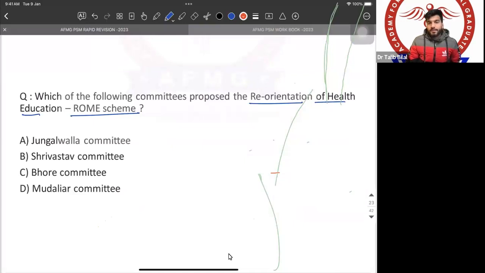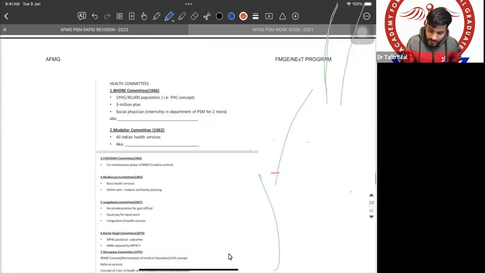Everyone, all 100 students that are online, just reply in the chat box. Where will C come from? PSM ne Bhore kiya. That tells us about community medicine. You remember the trick? PSM ne Bhore kiya. So what is the answer, guys? Srivastav Committee.